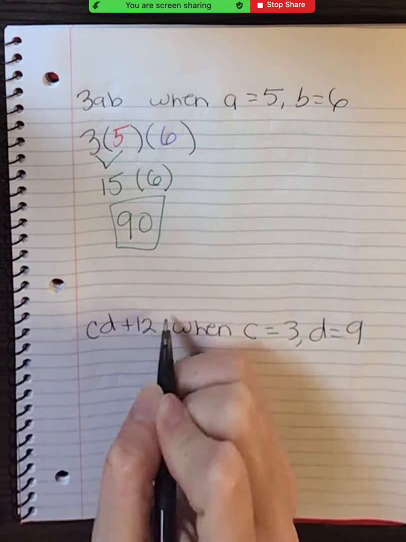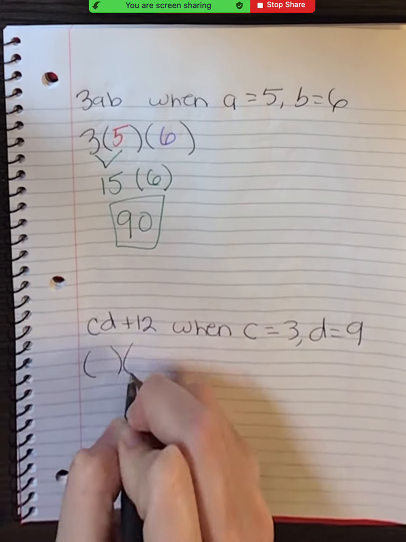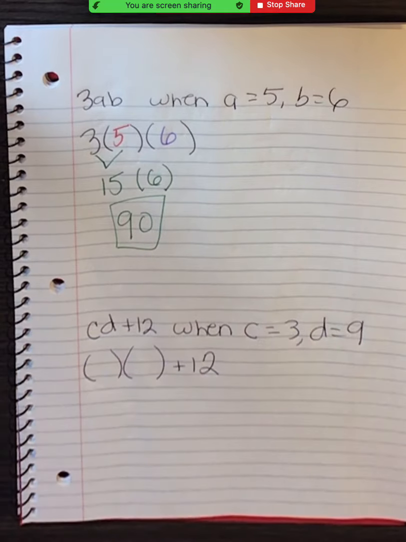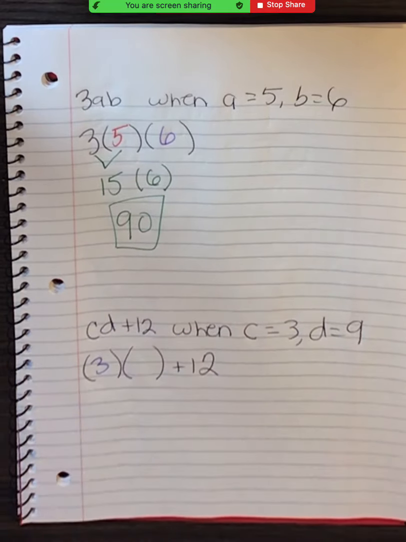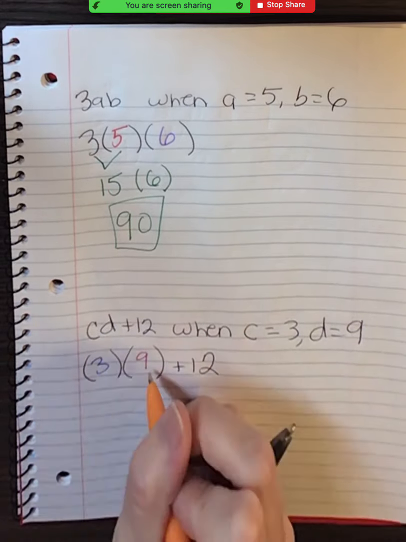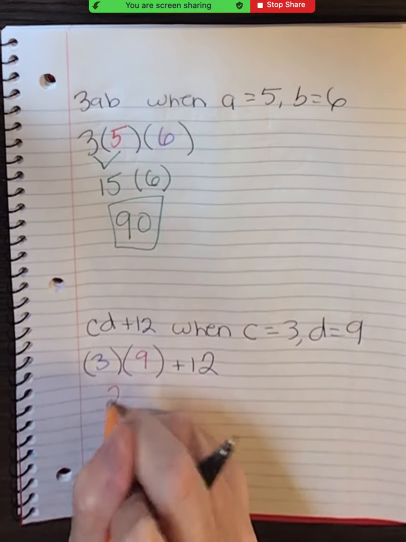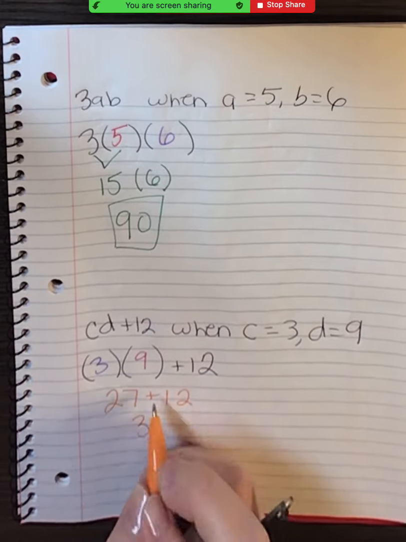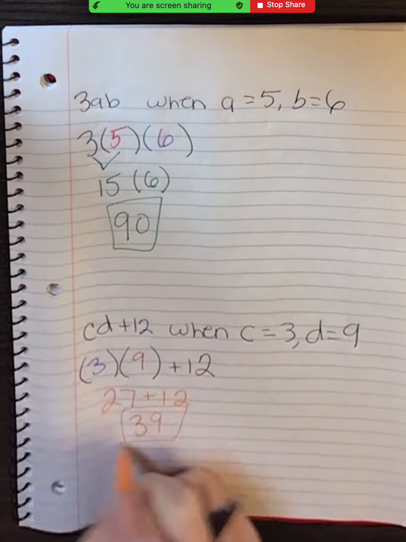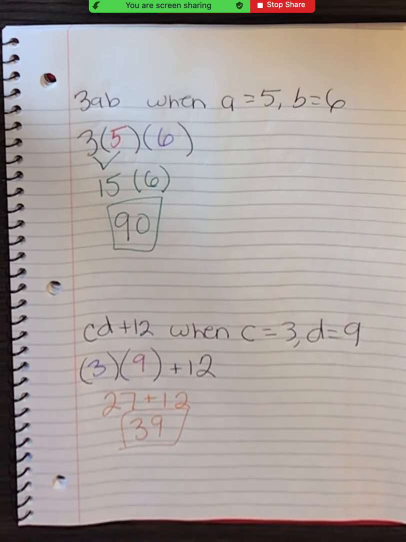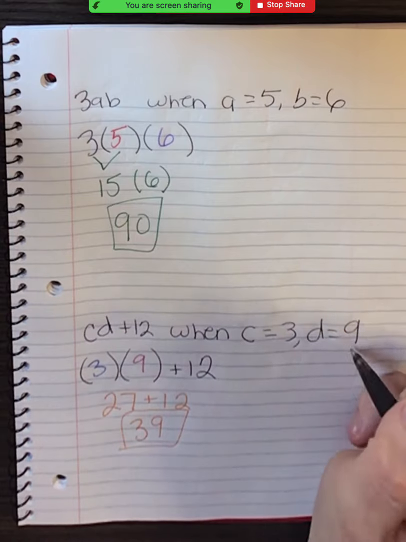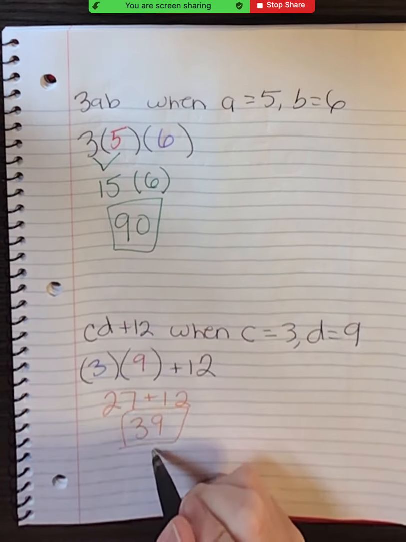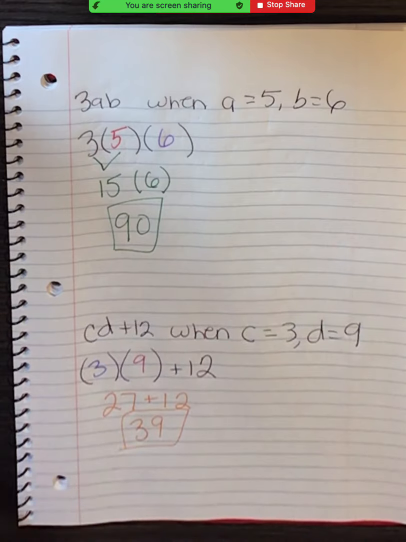cd plus 12 means c times d plus 12. c is 3, and d is 9. Order of operations tells us do 3 times 9 first, which is 27. Then the addition, 27 plus 12 is 39. So to evaluate, put the values for your variables into the expression, perform the operations in order, and simplify down to a single value. So that's 2.2.